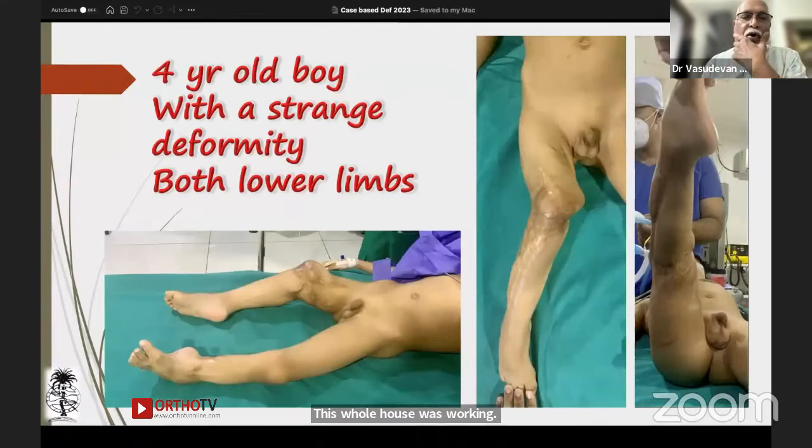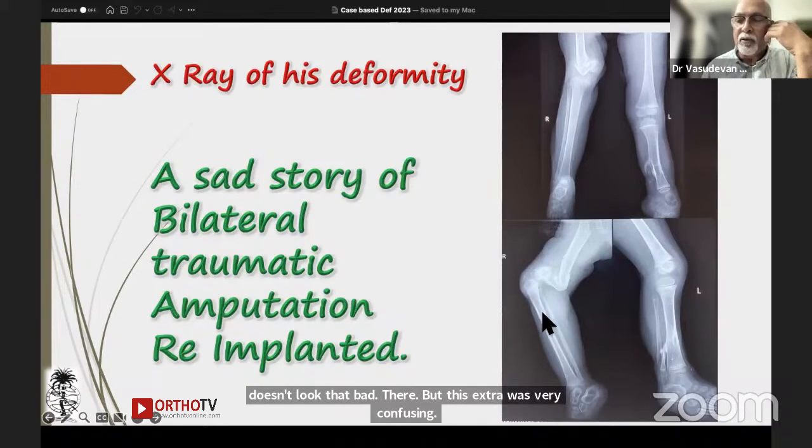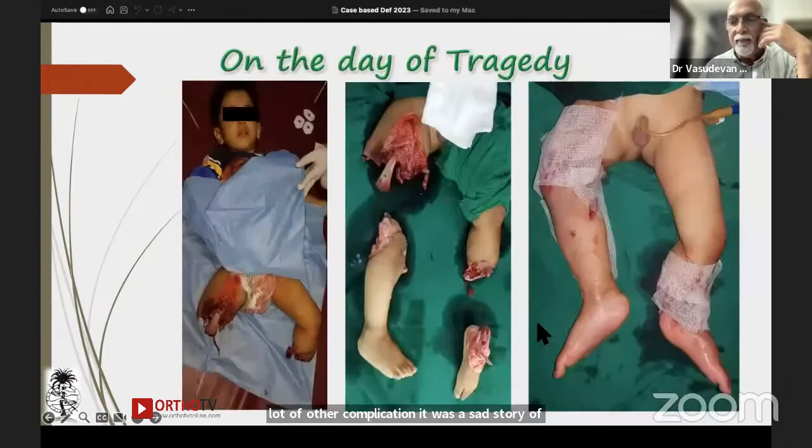Now this is a 4-year-old boy with a very strange deformity of both lower limbs. It doesn't look that bad there, but this X-ray was very confusing. You can see that it was coming like this, and there are a lot of other complications. It was a sad story of bilateral traumatic amputation which was re-implanted. It was like this.